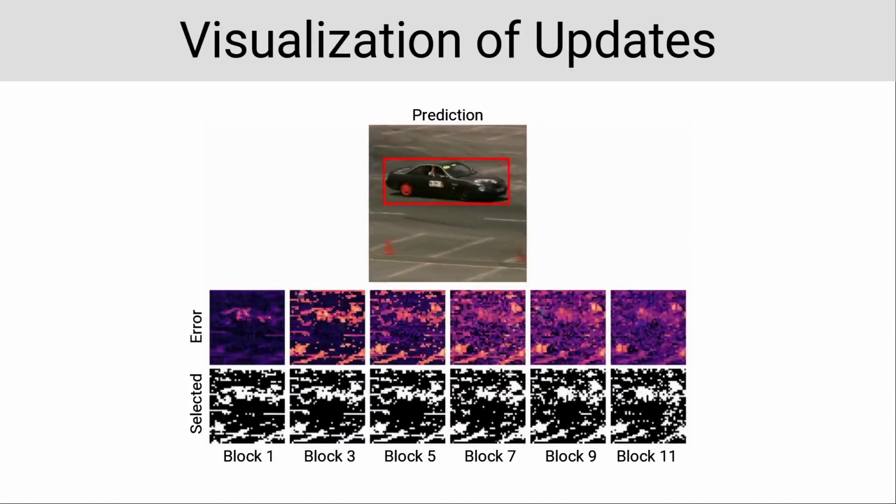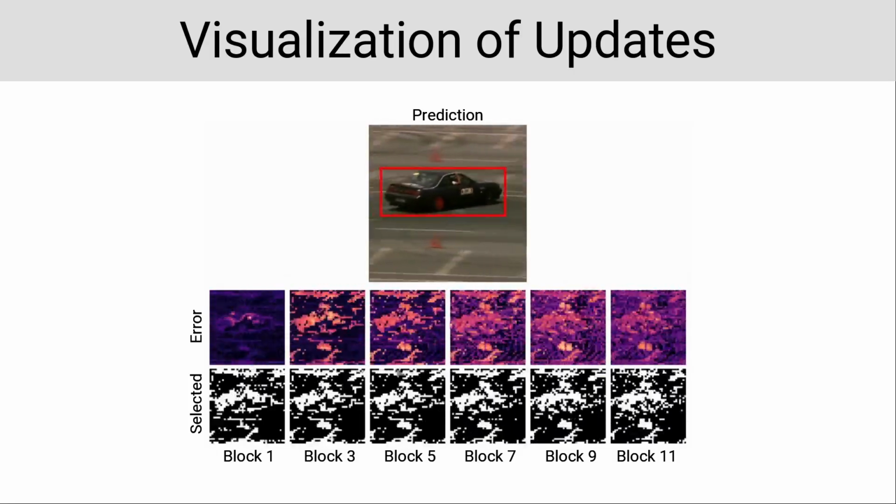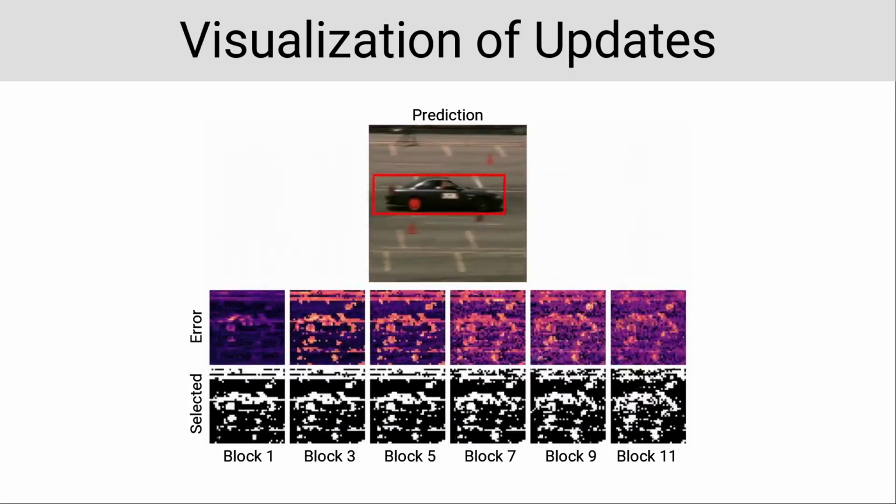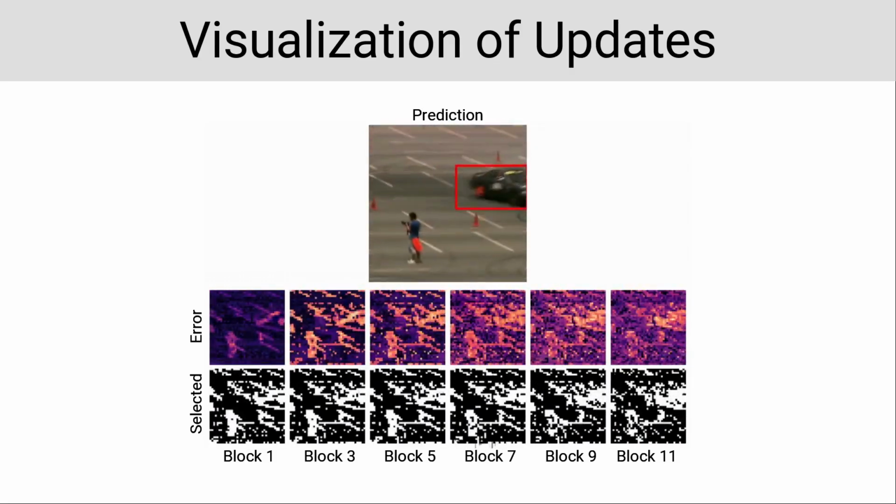Here we show a visualization of the updated tokens within the network. On the top, we show the network prediction. The middle row shows the token error, and the bottom row shows which tokens were selected to be updated.